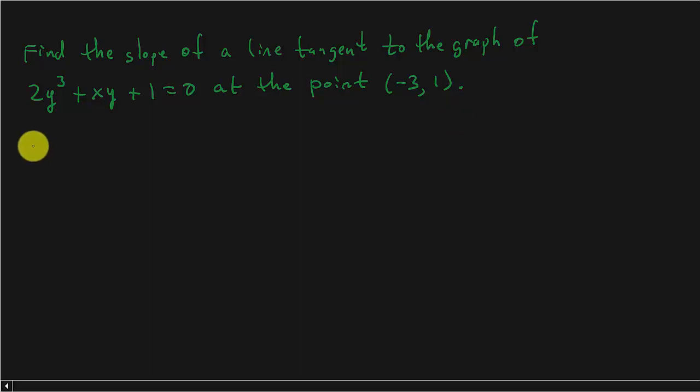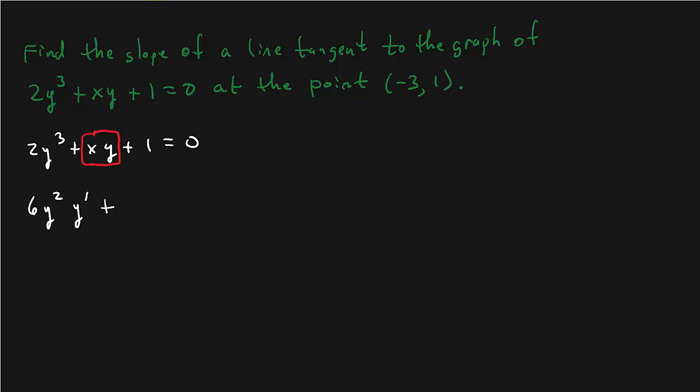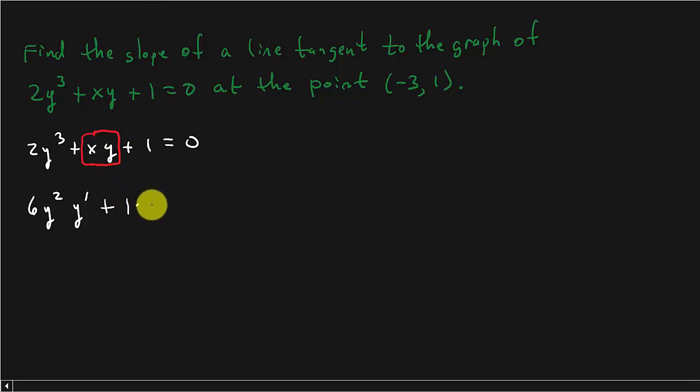So I've got 2y cubed plus xy plus 1 equals 0. So let's take the derivative. So that's 6y squared times y prime plus, now here I've got the product rule. See this? This is the product rule. So it's the derivative of the first, which is 1, times the second, plus the derivative of the second, which is y prime, times the first. And then plus the derivative of 1. What's the derivative of 1? 0. Equals, and then the derivative of 0 is 0.